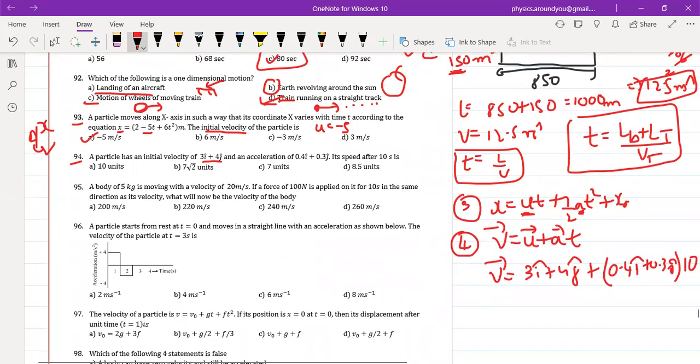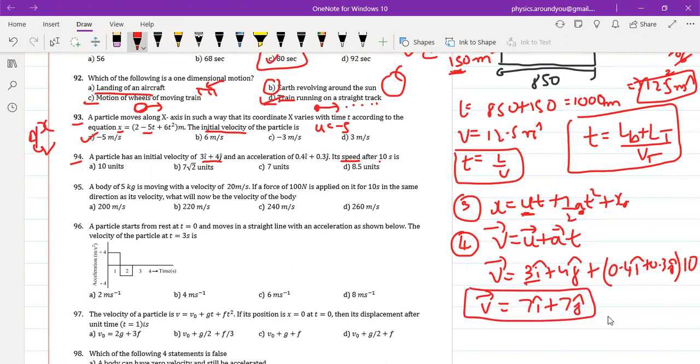What's the big deal? Well, 0.4i into 10 becomes 4i. 4i I can add with 3i, make it 7i. 0.3j into 10 will become 3j, 3j plus 4j will become 7j. So the velocity vector after 10 seconds is 7i plus 7j, but they're asking what is the speed. Given 7i plus 7j as a velocity vector, how can I find the speed? Be simple, visualize it. How do you visualize 7i plus 7j? 7 units towards the right and 7 units above. This is 7i and this is 7j.